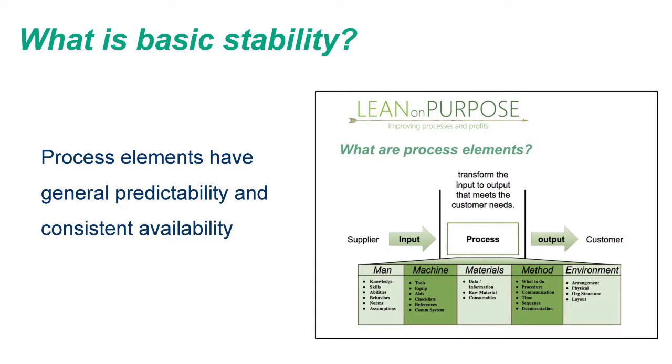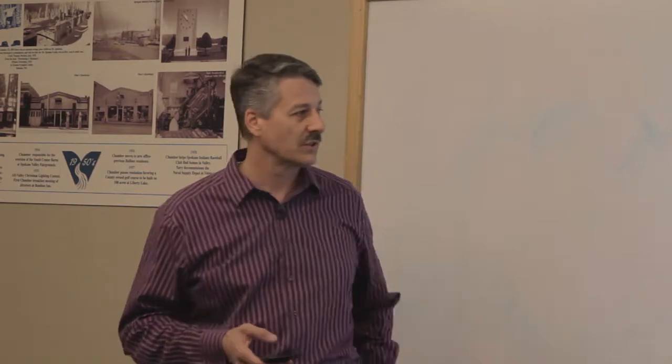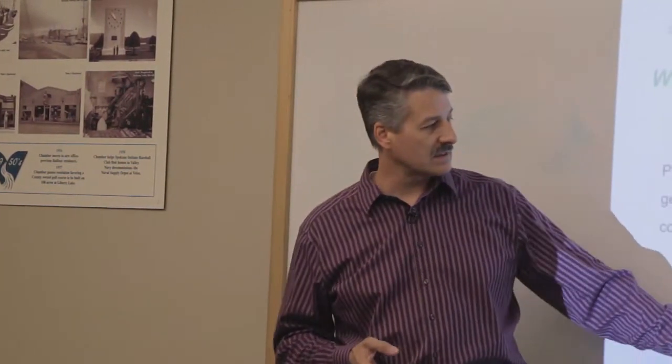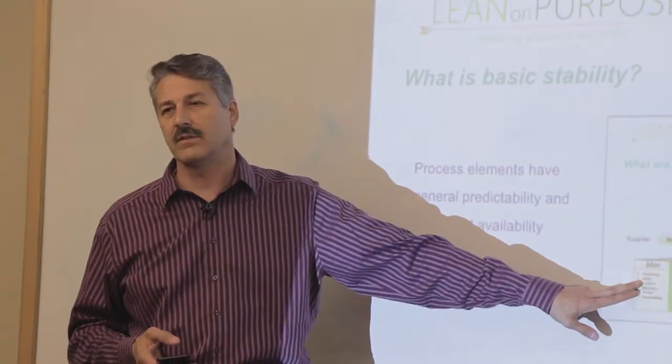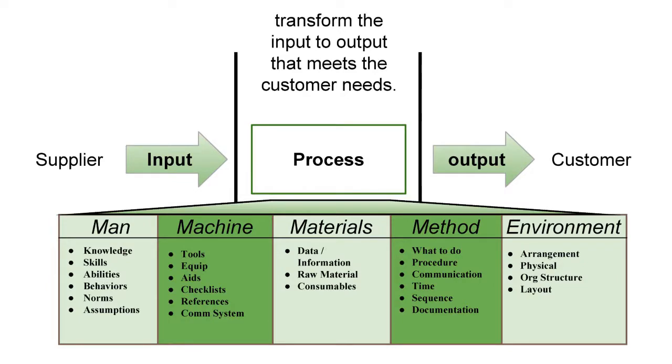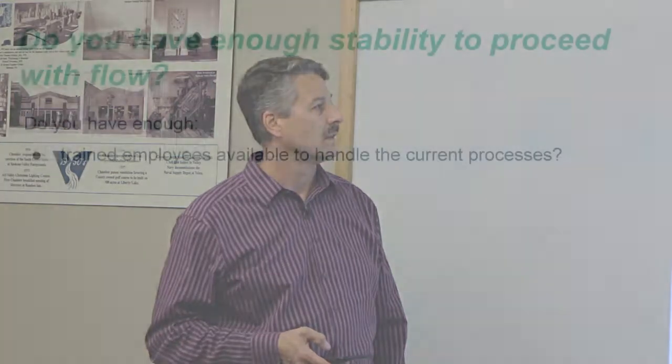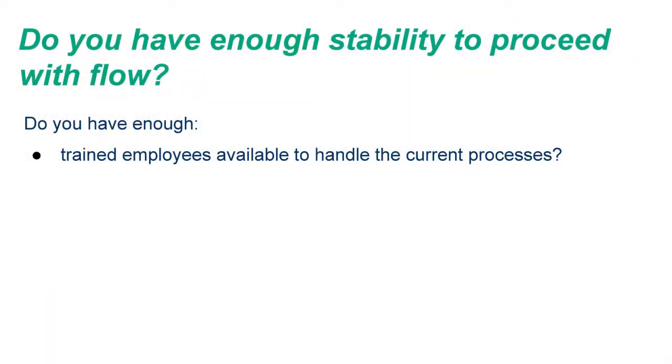So what is basic stability? We were talking a little bit about that. Process elements have general predictability and consistent availability. Last session, I was talking about processes, and part of processes are process elements, and there are 5 of them: man, machine, materials, methods, and environment. I'm going to step through those, and we can ask the question of what does basic stability look like for each of those process elements. How do you know if you have enough stability to make it flow?